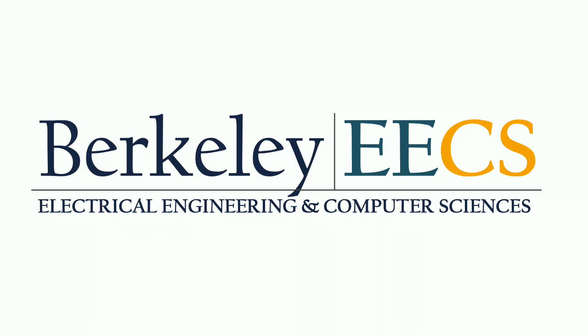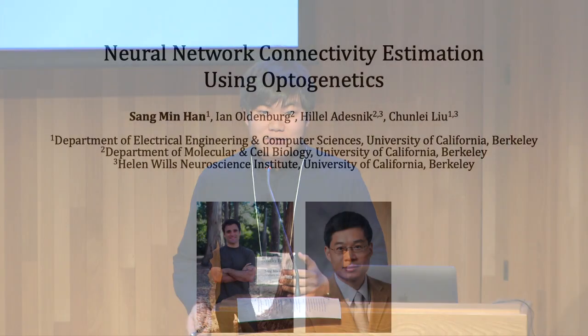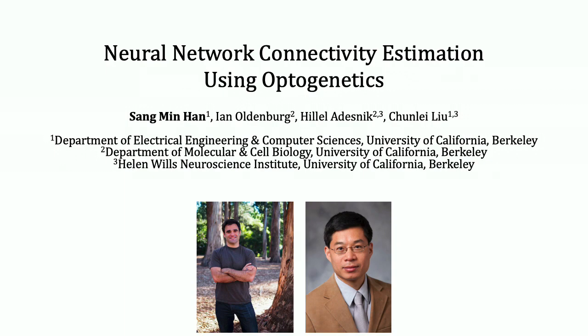Thank you very much for the introduction. My name is Sangmin, and I'm a fourth-year graduate student in the EECS department here, working with Professor Chunlei Liu. So I'm going to be talking to you about the project titled Neural Network Estimation. I'm talking about real in vivo neural networks, not the artificial ones. And we're going to be using a new technique called optogenetics. And this is a joint work with Ian Oldenburg, who is a postdoc, and Professor Hillel Adesnik, as well as Professor Chunlei Liu.